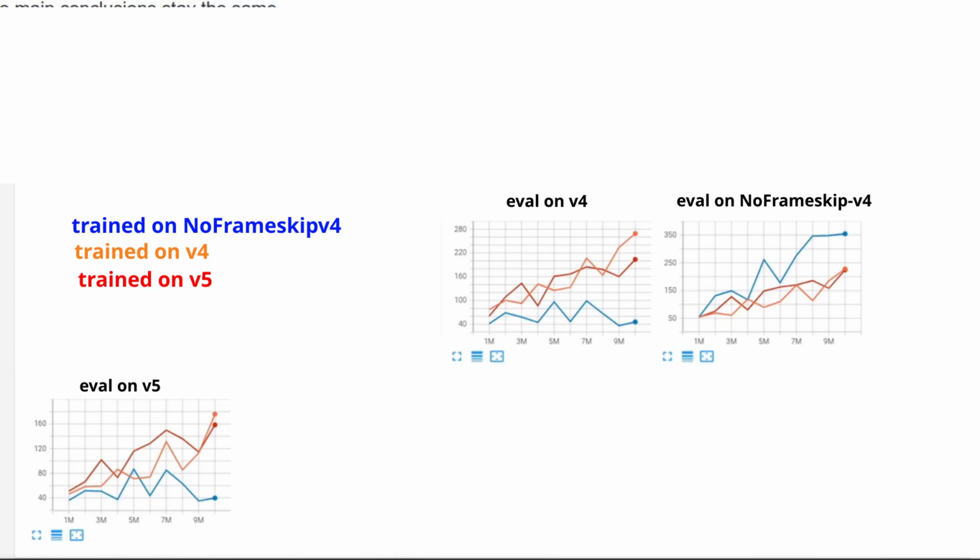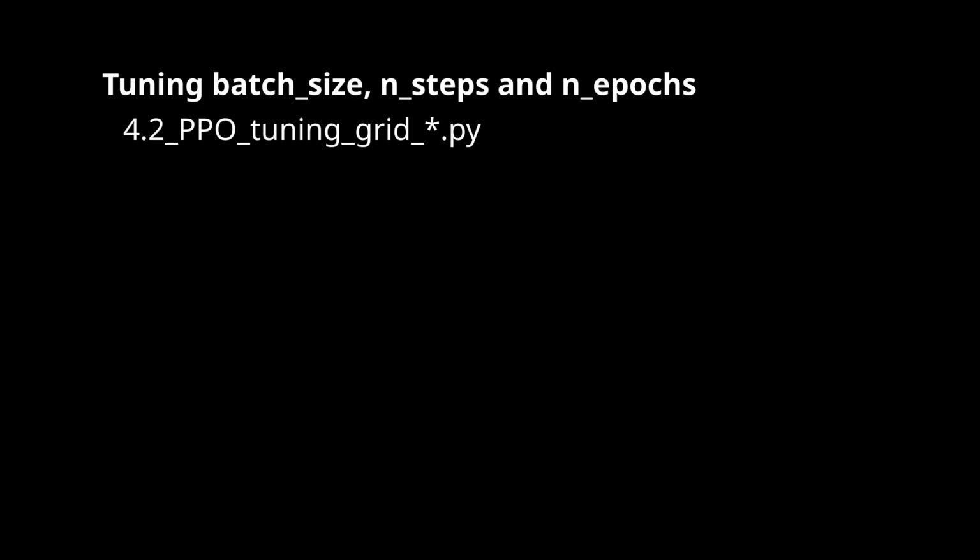And the blue line you see in these graphs is the model that was trained on the deterministic environment, and you see it performs well on the deterministic environment on the right upper side, but it performs poorly on the other 2. Whereas the models that were trained on stochastic environments, the orange one and the red one, they both perform well on all environments.